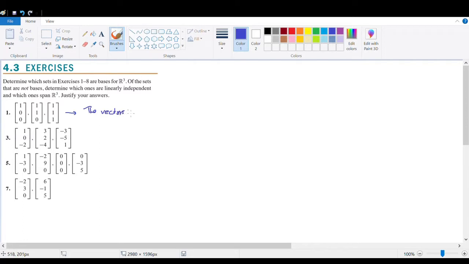The vectors are linearly independent. And the set spans R3. So from here we conclude it is a basis for R3. Basis.